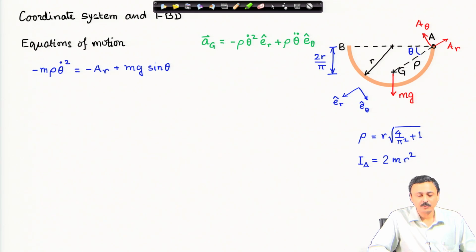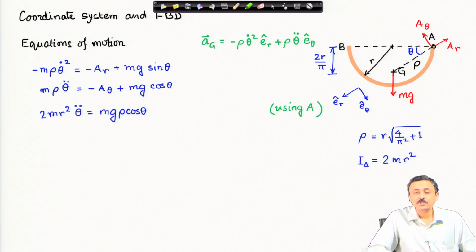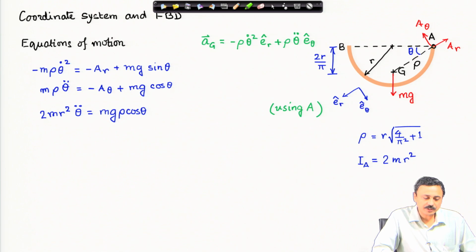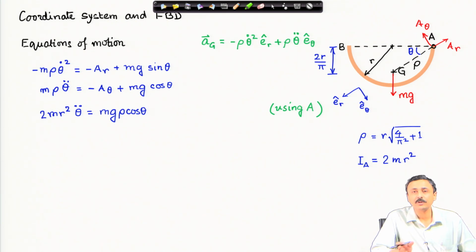If I write the e_r equation, it is this: mass times acceleration in the e_r direction is equal to the net force in the e_r direction. We have A_r and a component of the weight. Similarly, in the e_theta direction I have this equation. I am using the point A to write down the rotational dynamics equation, and that is why I have the moment of inertia about A, which turns out to be 2 times mass times radius square. Moment of inertia times angular acceleration must be equal to the moment about A, which is m g rho cosine theta. We have the moment only because of the weight.